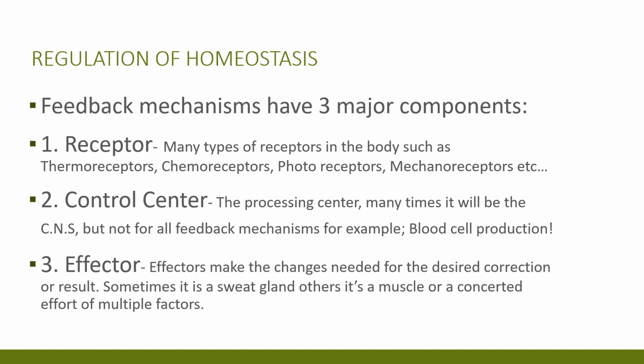And then the third part is the effector. So once the control center processes that information, it will send it out to the effectors. The effectors make the changes needed for the desired correction or result. Sometimes you need to sweat to cool the body. Sometimes you need muscles to contract and shiver to warm the body. Sometimes you need muscles to tighten up in the blood vessels to constrict blood flow to increase pressure. Sometimes you need the heart rate to increase.